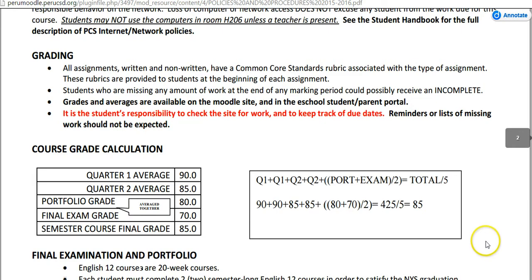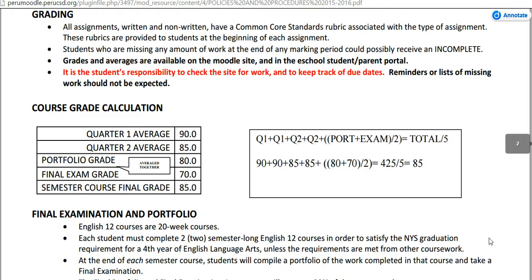We work with a point system here in English 12 and Cap English 101. I'll explain that in a minute. But basically, this is how your course grade is calculated. 2 times your quarter 1 average, 2 times your quarter 2 average. The portfolio and the exam average together count for 1 time, so 20% of your grade, all divided by 5.